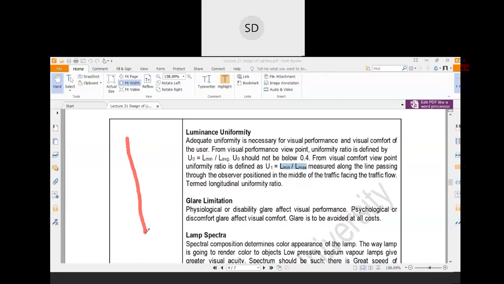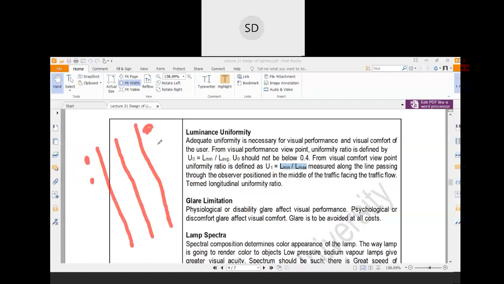So if there is a road surface, the first thing is you have to provide the lighting at a 5 meter distance so that the surrounding is visible, and the second is you have to put the lighting in such a way that there is a uniform luminance or uniform illumination of light, so that the visibility of the road surface is uniform.